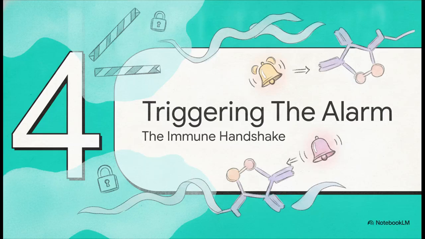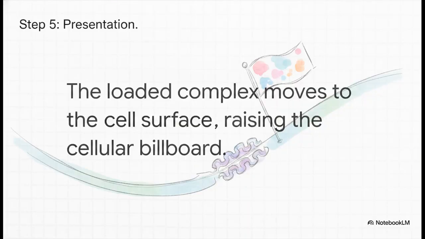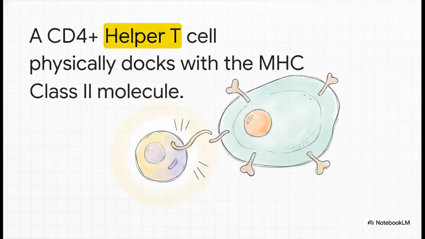And now for the grand finale, part 4, triggering the alarm, or what I like to call the immune handshake. Step 5 is presentation. That newly loaded MHC Class II complex, proudly holding its tiny piece of the enemy, travels all the way up to the surface of the cell. The cellular billboard is officially raised for the outside world to see. This right here is the climax of the entire pathway.